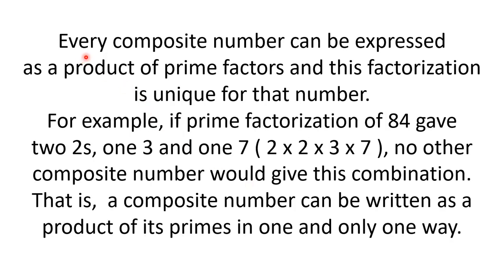Every composite number can be expressed as a product of prime factors, and this factorization is unique for that number. This is a very important statement and you should always remember this. For example, if prime factorization of 84 gave 2 2s, 1 3 and 1 7, that is 2 into 2 into 3 into 7, this means that no other composite number would give this combination. That is, a composite number can be written as a product of its primes in one and only one way.